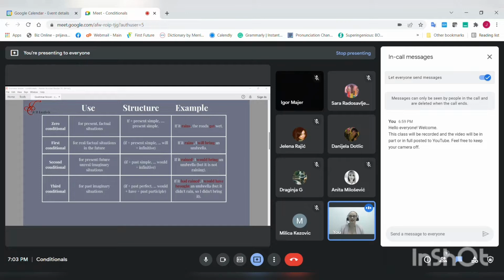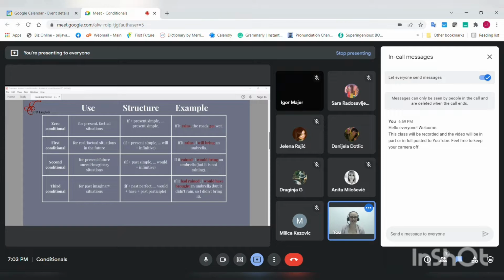So you read my sentence, Daniela. Could you make your own sentence using the zero conditional? If it snows, the roads get wet. Very good, Daniela. Thank you very much. Igor, can you make a sentence in the zero conditional? Yeah, of course. If the water reaches 100 degrees, it boils. Perfect. And it's a fact.